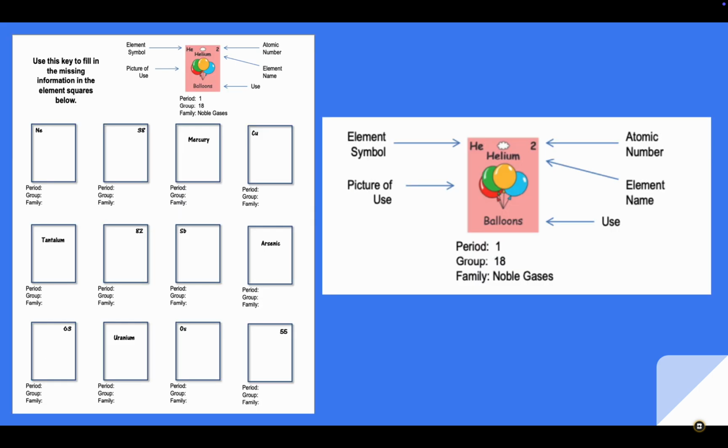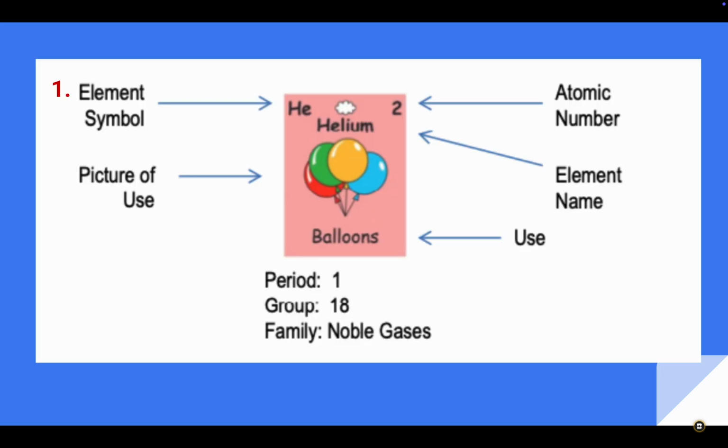So this is a good thing for you. Okay, here's what you're going to do. You're using this key to fill in the missing information in the element squares below. I want to point out, again, we have an example, all right? You will need to make sure that your squares have the element symbol, the atomic number, the element name, the use, what period it's in, what group it's in, and the family name. The family name is what's on that periodic table of elements in pictures, and it's the name of the groups going down.